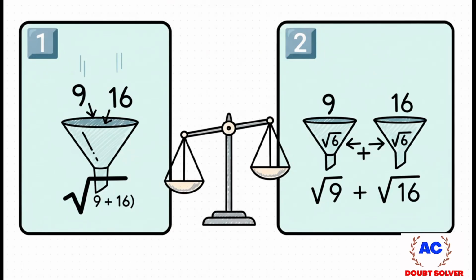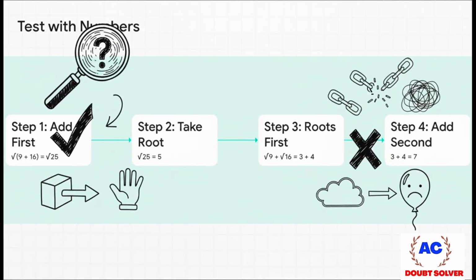All right, so here's our setup. We're going to use two numbers everyone knows, 9 and 16. So on one side, we'll do it the proper way. Add 9 and 16 first, and then take the square root of the whole thing. On the other side, we'll try the trap way. Take the square root of 9, take the square root of 16, and then add them up. Now, if the trap isn't really a trap, these two answers should be exactly the same, right? So, let's crunch the numbers.